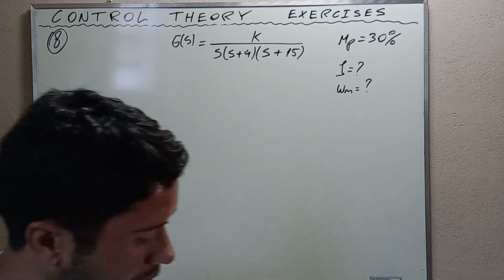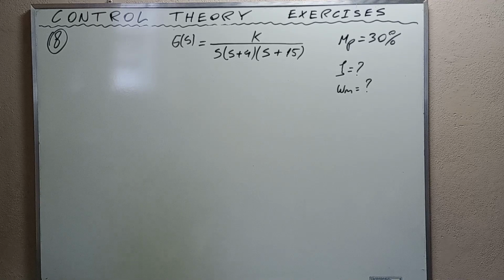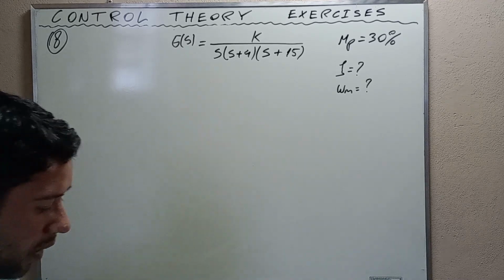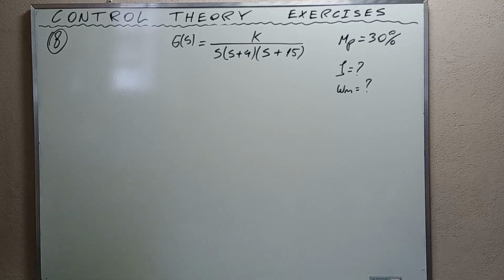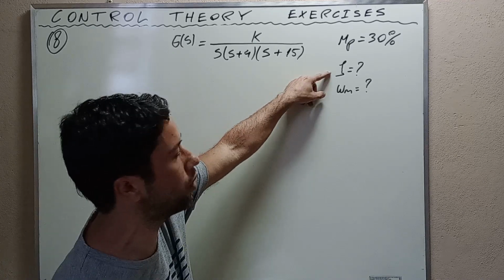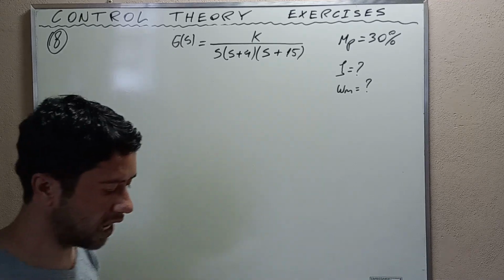Given a unity feedback system with G(s) like this as the open loop transfer function. The question: where is the location of the dominant poles for a 30% overshoot? Okay, my friends, to find the location of the poles, we're going to need to work with zeta and Wn.